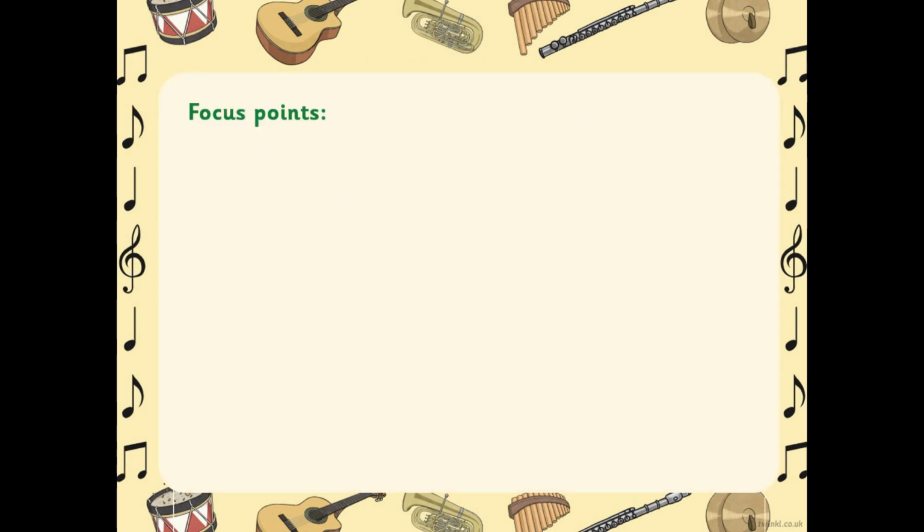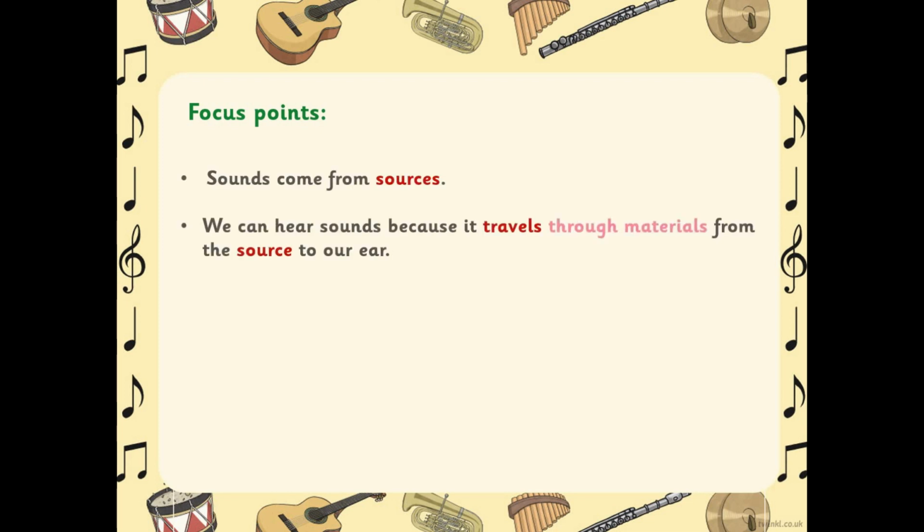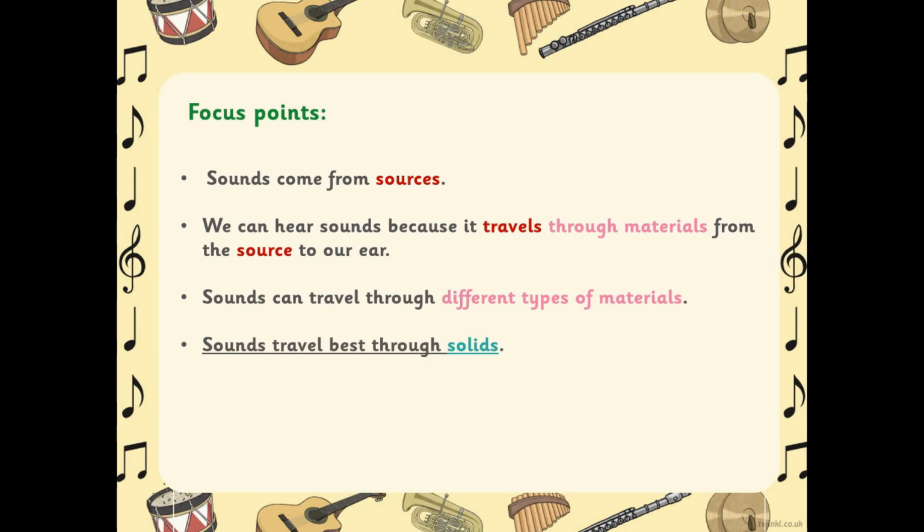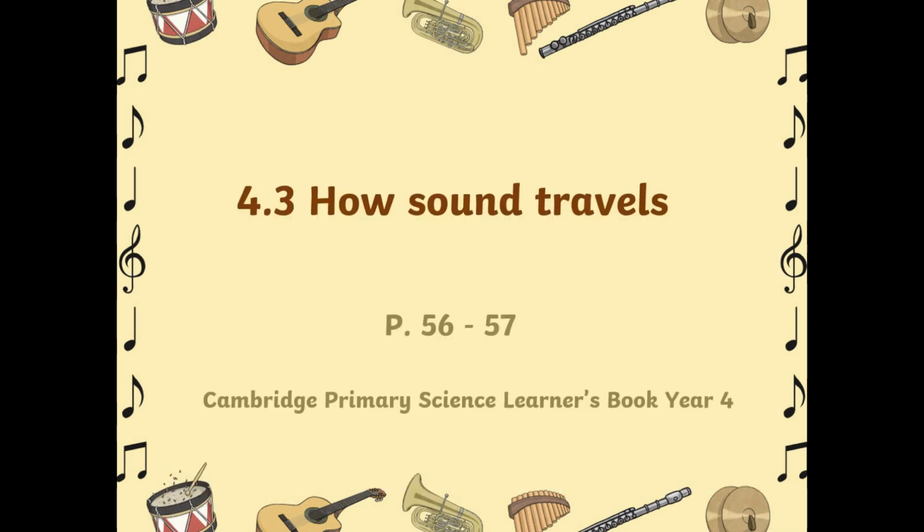The most important points in these two chapters are: sounds come from sources. We can hear sound because it travels through materials from the source to our ear. Sound can travel through different types of material, meaning different states of matter. Sounds travel best through solids. Sound cannot travel through a vacuum.